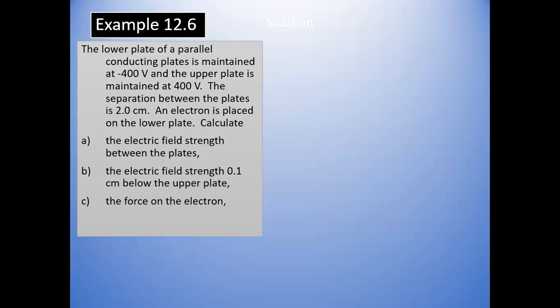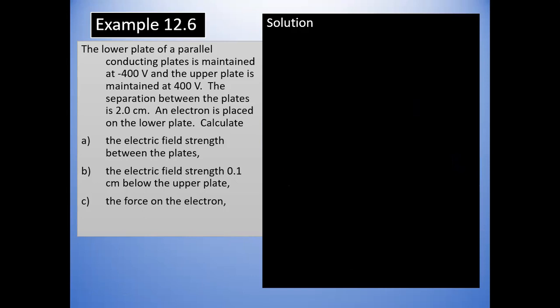What's the electric field strength? Just a second. Electric field strength, there's a formula for this, right? V over D. Oh, I thought Q over 4 pi epsilon r squared. No, that is for a point charge. This is just the potential difference across the plates divided by the separation of the plates.